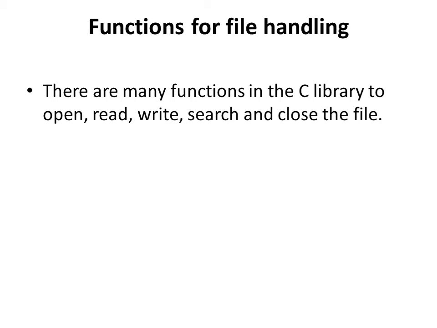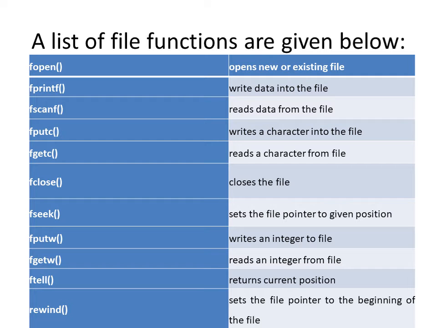Functions for file handling. There are many functions in the C library: fopen, read, write, search, close. Here are some functions which are performed, and I am going one by one. Fopen opens a new or an existing file, that means one which was created previously. Fprintf writes data into the new file. Fscanf reads data from the file.